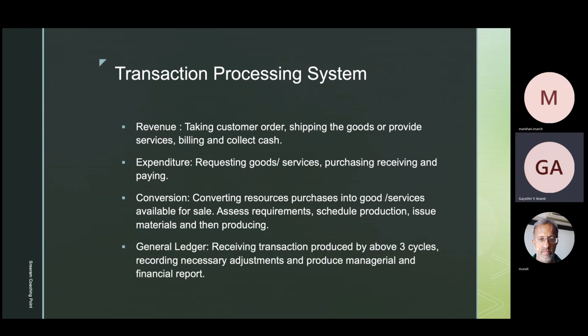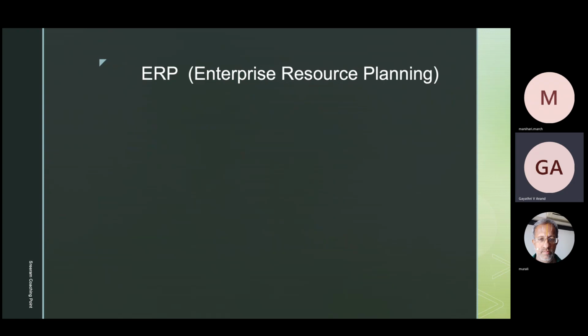Then finally, the general ledger, receiving transactions produced by the above 3 cycles, recording necessary adjustments, and producing managerial financial report. Now, one question could be about general ledger, where they could finally ask you, provide managerial financial report. That could be your keyword. Now we talk about ERP.